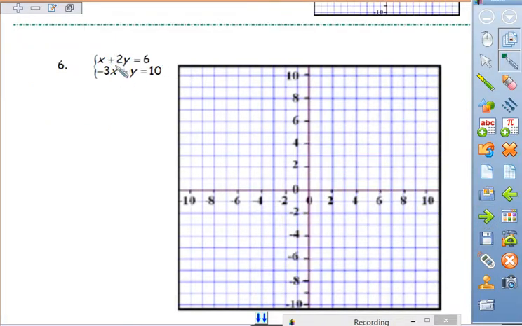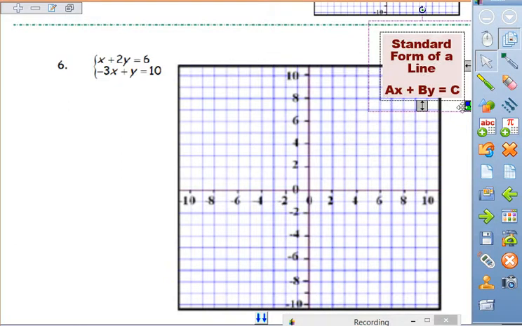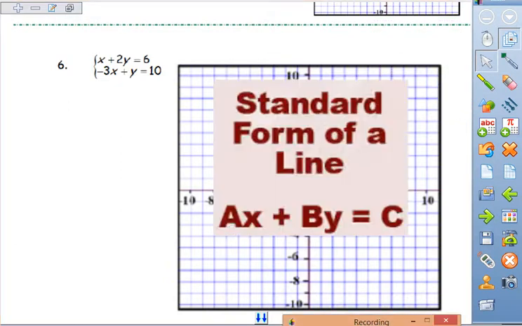Question number 6 is a little different. These two are written in standard form. And standard form of a line is going to look like this, where we have ax plus by equals c. So our a is negative 3, our b is 1, and our c is 10.